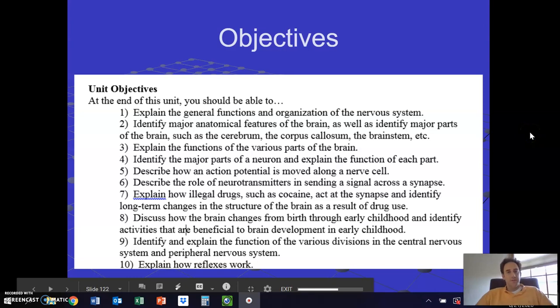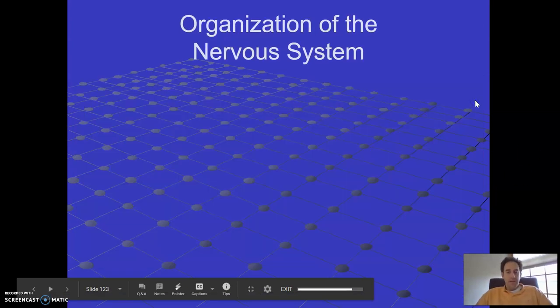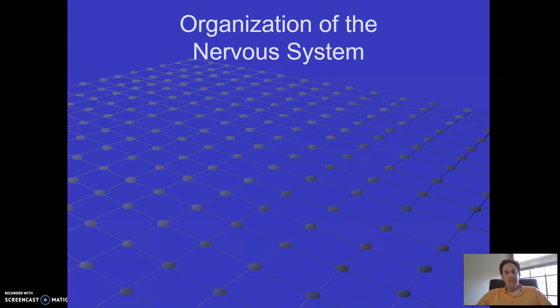Hello. So in this final screencast on the nervous system, we are going to look at how it is organized. We've looked at the brain. We've looked at how signals are sent throughout the nervous system. Now we're going to zoom out a little bit and look at the nervous system as a whole to understand how it's put together.